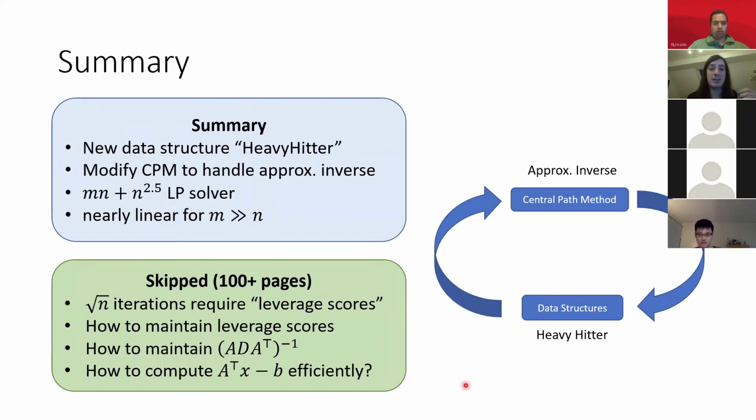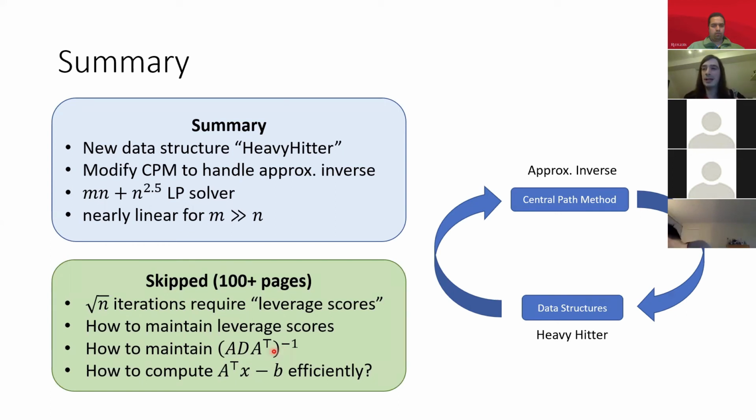The reason is that I said the number of iterations is reduced from root m to root n. That actually needs some value that's called leverage score. I'm not going to define that here, but there is some other property that you need to maintain. So you need to construct a new data structure that actually maintains these values that are required. You also have to actually maintain the approximation of this inverse.